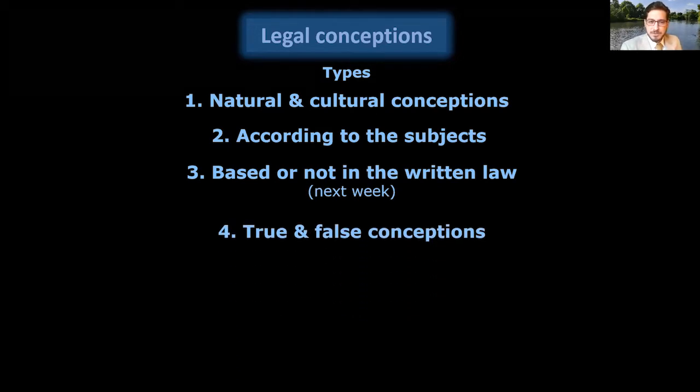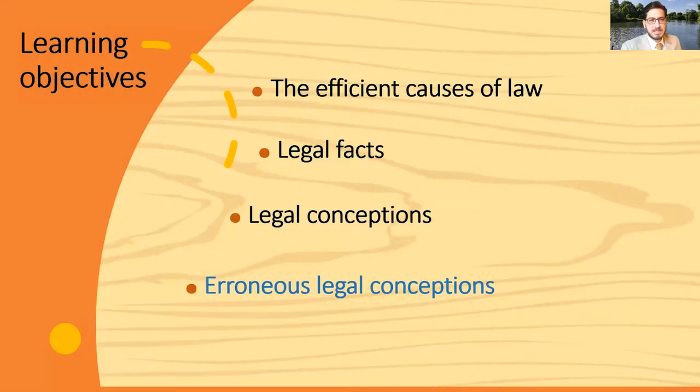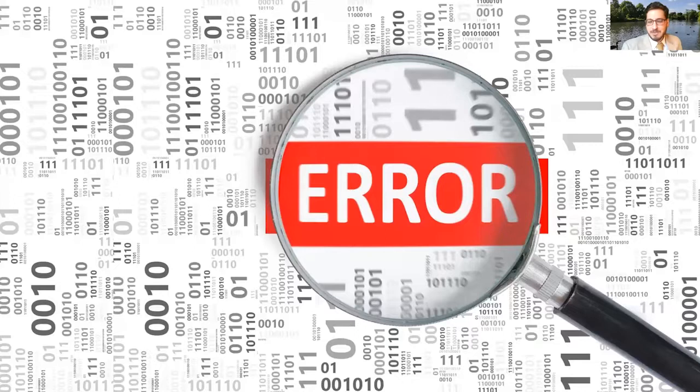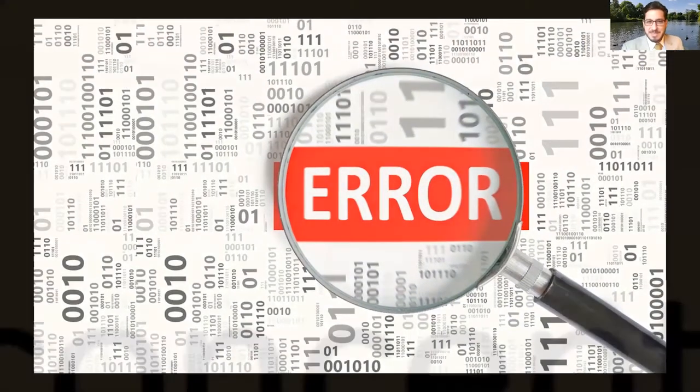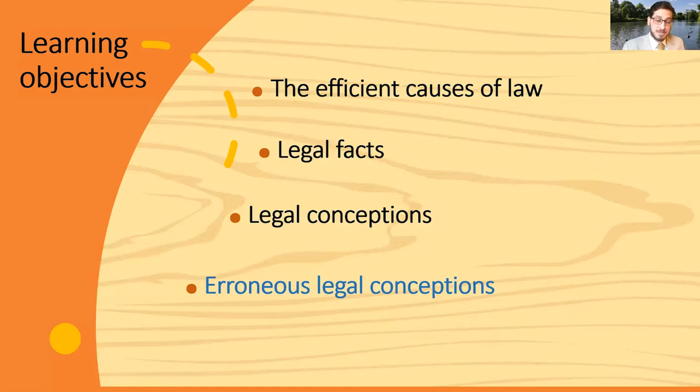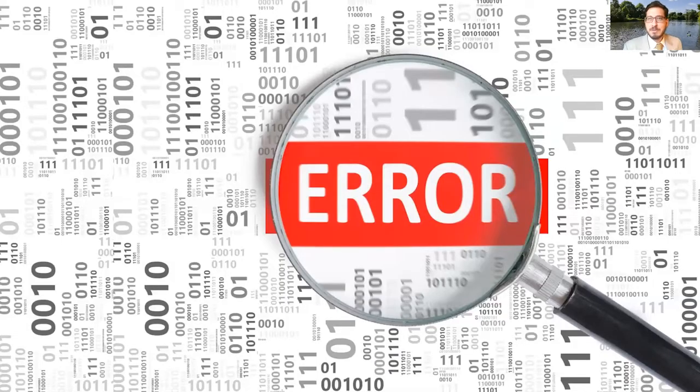Now we will see something about true and false conceptions. And this is the last learning objective of this lecture. So to understand that, we know that there could be so many errors in the field of the law. But we are seeing the errors specifically as an error of the intellect, and that's why it's an erroneous legal conception. No? The errors could have some legal effect. Could be a source of law. This is the question. Errors could be a source of law. False ideas could be a source of law. How can it be? Well, I explain, I put some examples in this lecture and in other lectures.